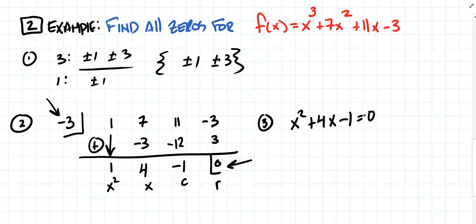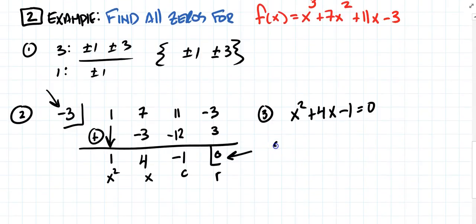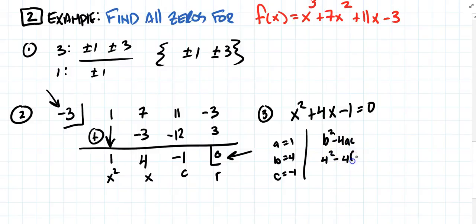So now in this case, I cannot use factoring by any means, but it is a quadratic, so I can use the quadratic formula. So this is our next step. A is worth 1, B is worth 4, and C is worth -1. This should look familiar to you guys. Check B squared minus 4AC. That's going to be 4 squared minus 4 times 1 times -1.